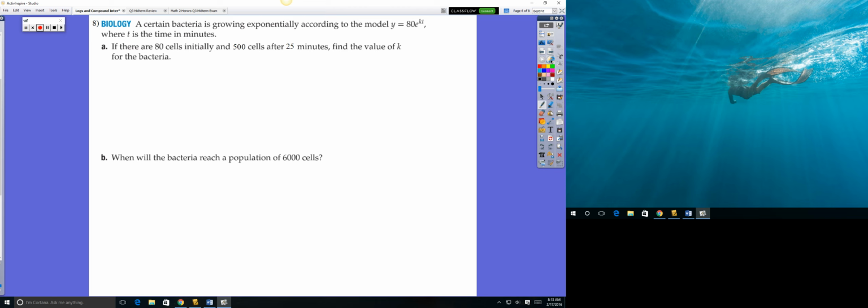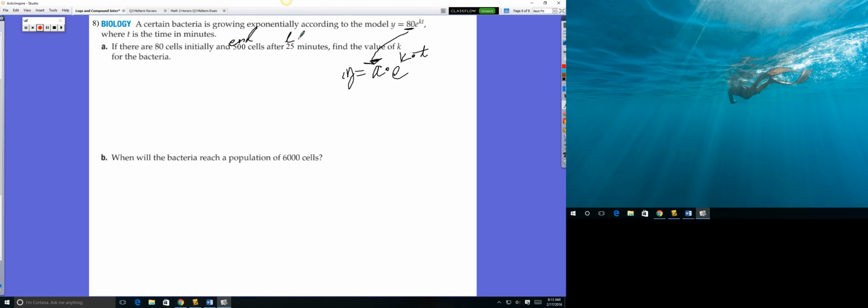Okay, number 8. So the same thing. What you end up with is what you start with times e to the growth rate times time. So certain bacteria is growing. It's telling you it starts off with 80. So that is the starting amount. There's 80 cells. That's the ending, 500 cells, that's the time. And they want you to find K. So 500 equals 80 times e to the K times 25.